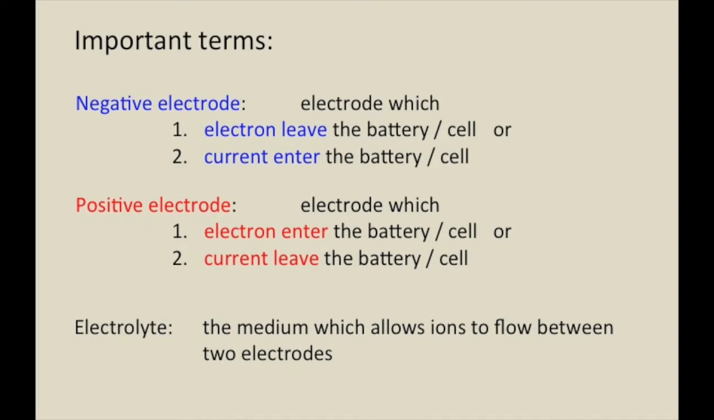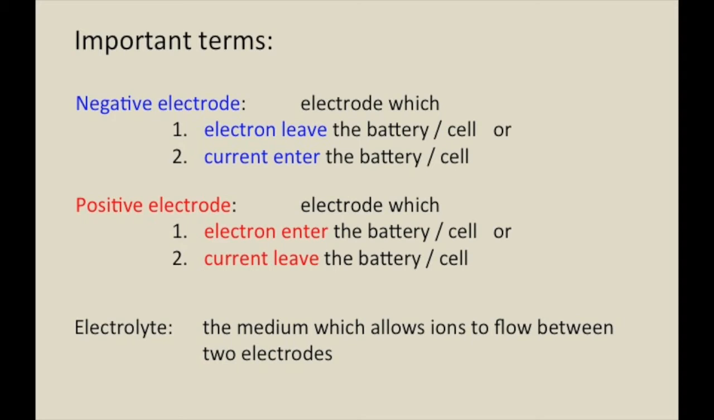In reverse is the positive electrode. The positive electrode is the position where electrons enter the cell, or you may say is the position where current leaves the cell. This is a very important concept, so everyone should not mix up.